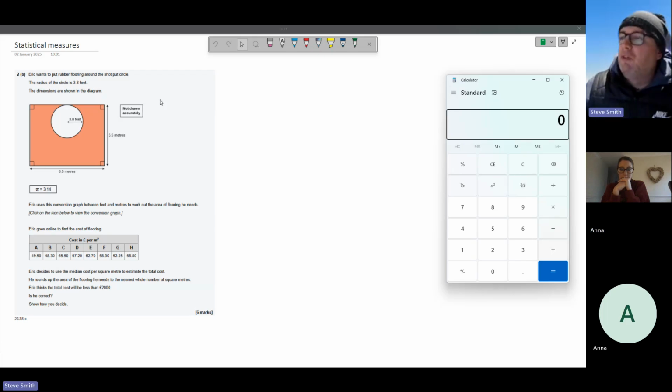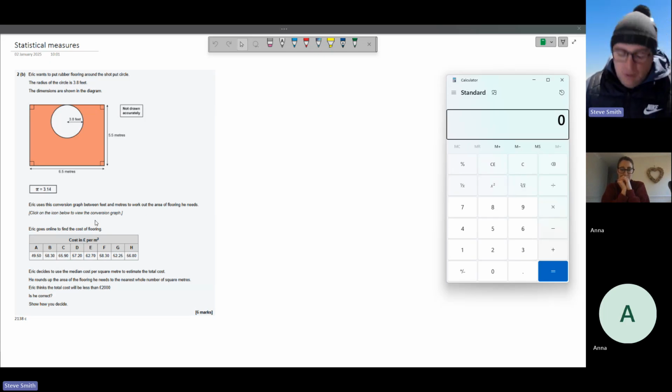So Eric wants to put down rubber flooring around his shot put circle. Okay, so this is the orange bit, it's the rubber flooring. The radius of the circle is 3.8 feet. The dimensions are in the diagram. So already here we've got feet and we've got meters. Eric uses a conversion graph between feet and meters to work out the area of the flooring he needs.